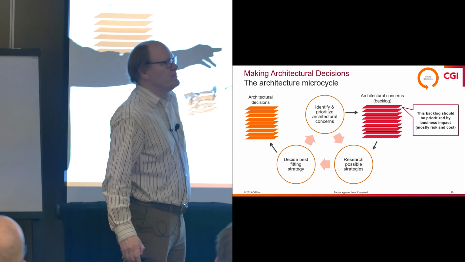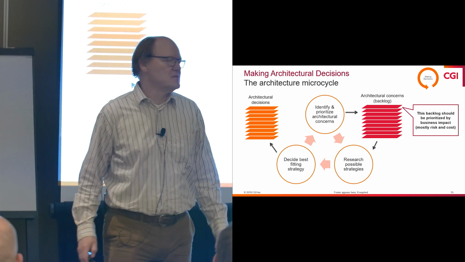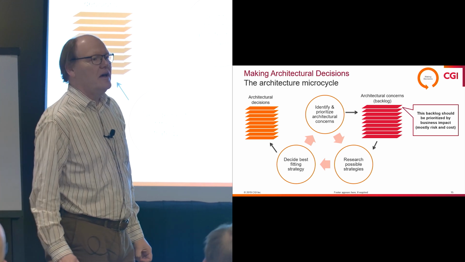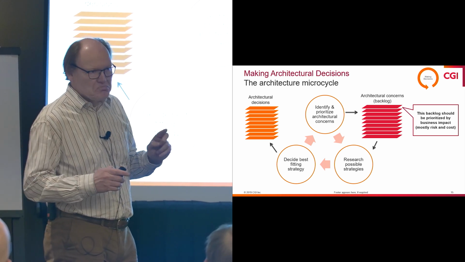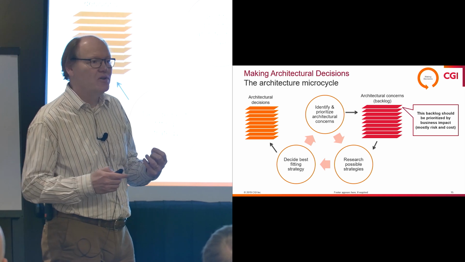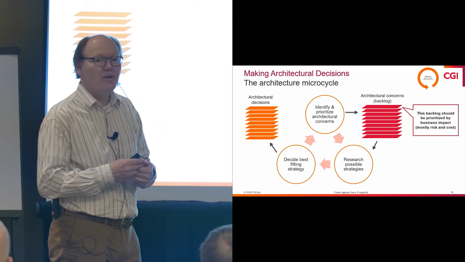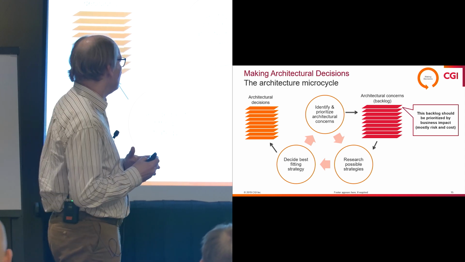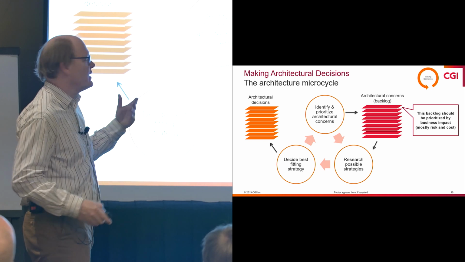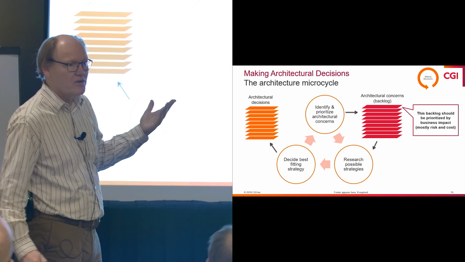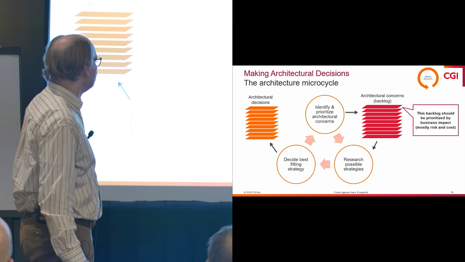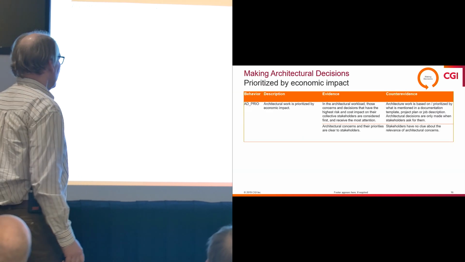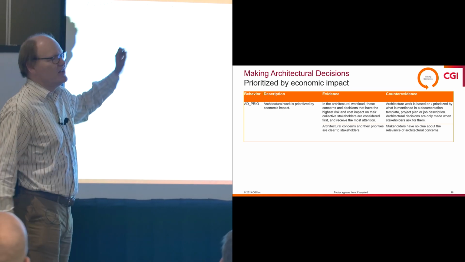How do you prioritize this backlog of concerns? It should be prioritized by business impact, and not business value, by the way, because mostly we are worried about these things because they represent risk, or maybe they represent a lot of money or other value. So this is why we are prioritizing by risk and cost, which is why we call this approach risk and cost-driven architecture. So we get behavior number 2: architectural work is prioritized by economic impact.